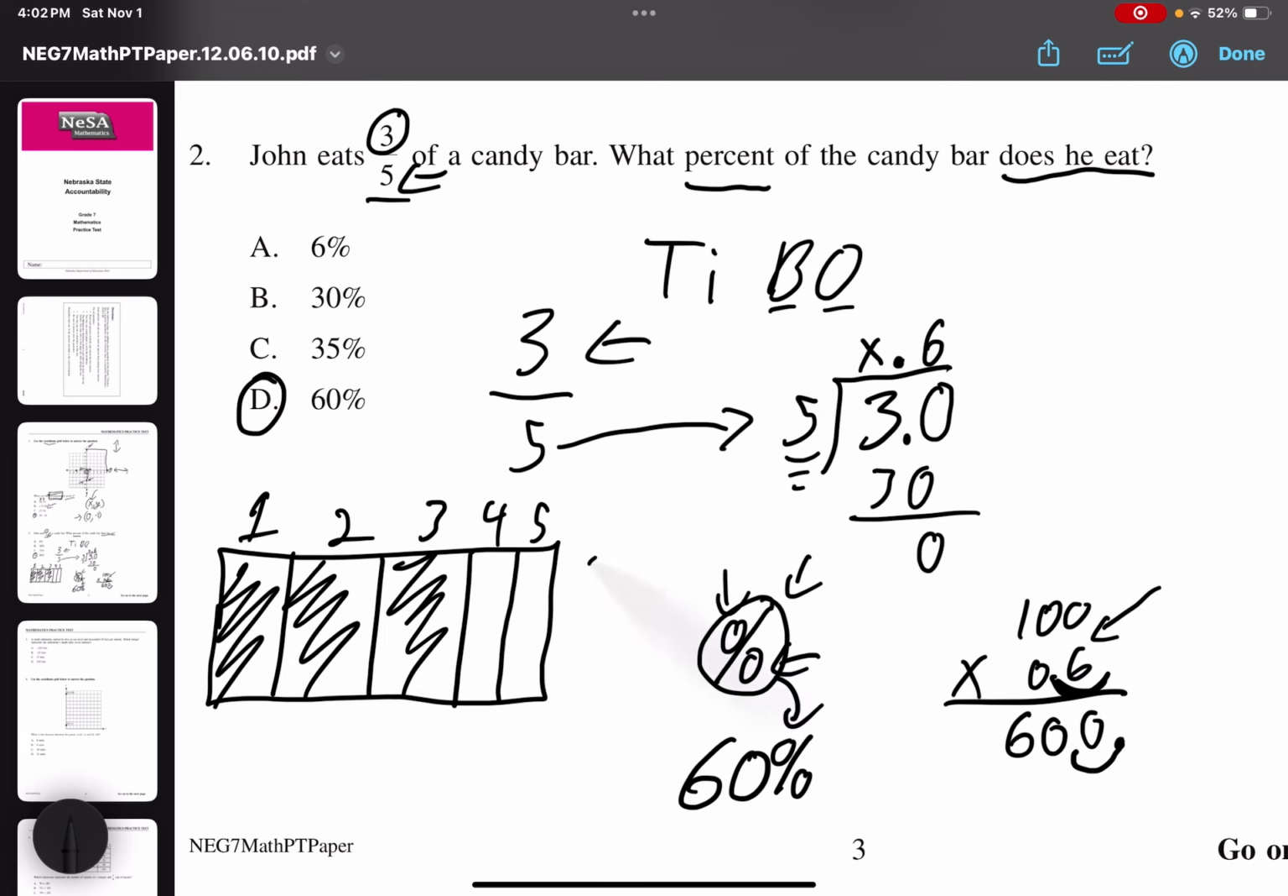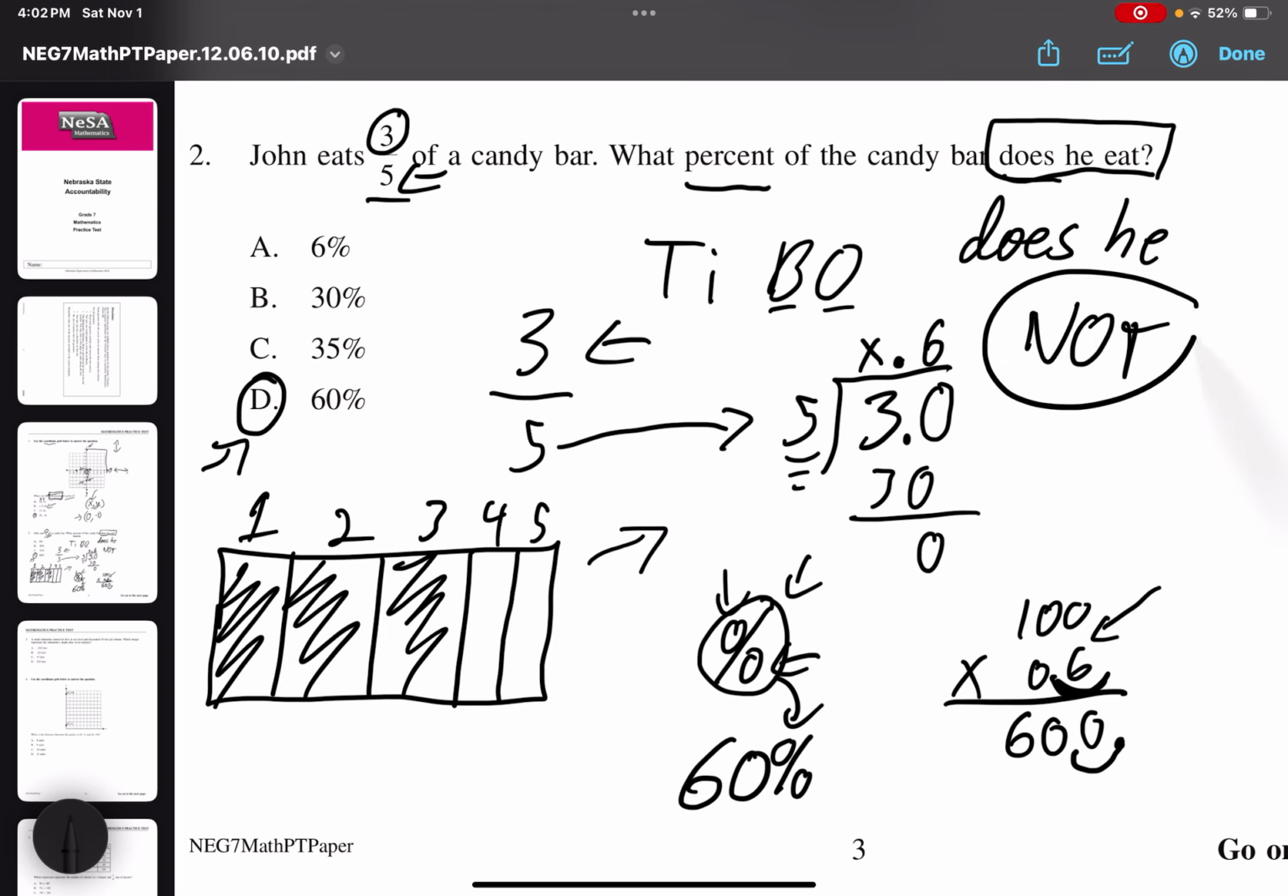And then moving over to everything else that we went here. So the answer is going to be B. And be sure to remember this other part. Does he eat? If it says, does he not, that's the key word, not eat, then it would be changed around. Luckily, there is no 40% here, because that would be the percentage. And we have 6, we have 30, we have 35, and we have 60.